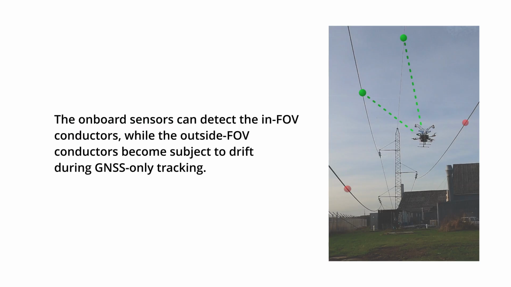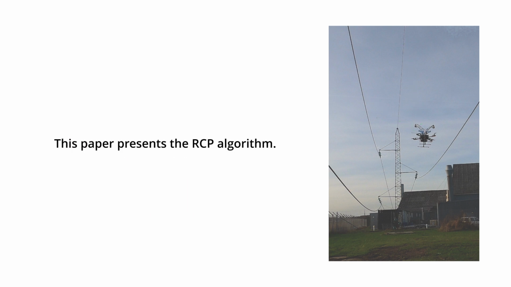The onboard sensors can detect the in-field of view conductors while the outside field of view conductors become subject to drift during GNSS and IMU-only tracking. This paper presents the relative cable positions algorithm.